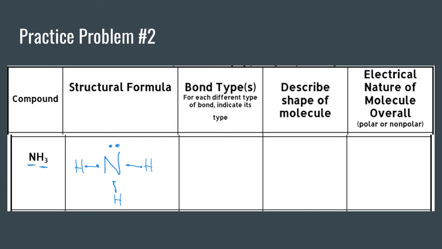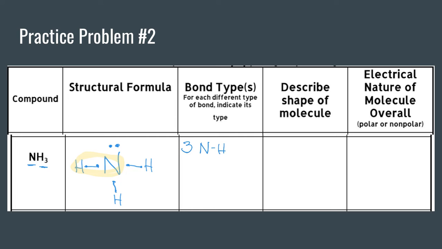Bond types. So again, we have a single bond type that we're working with, and it's just going to be here, the nitrogen and the hydrogen. So when I go to write this down, I'm going to write down 3 N to H bonds.